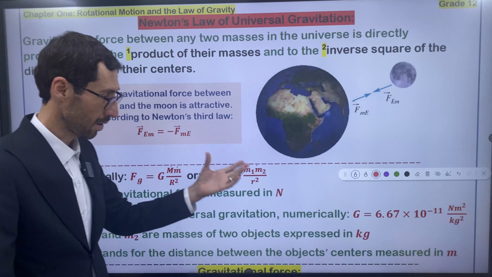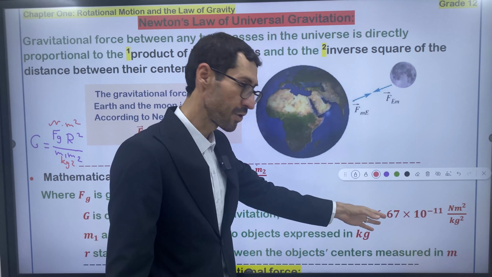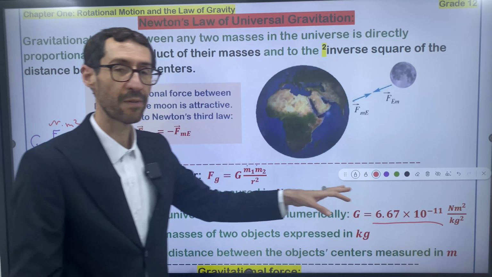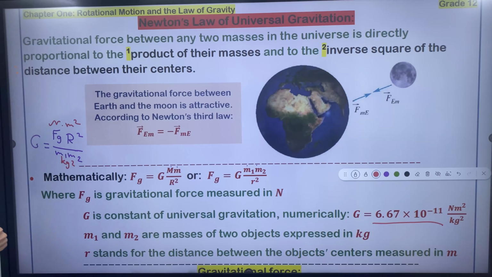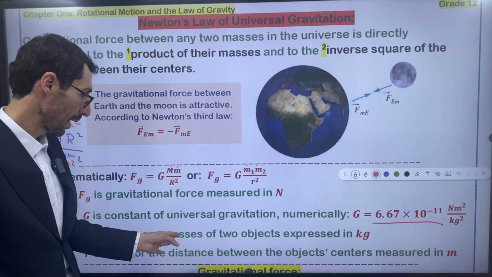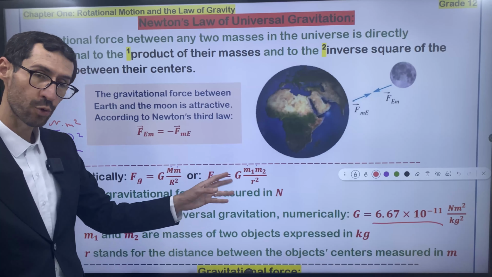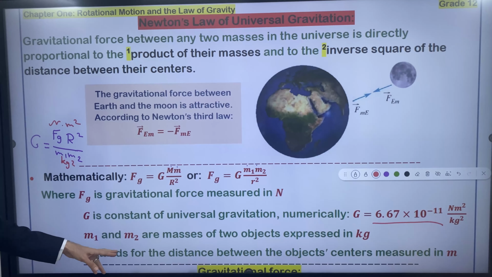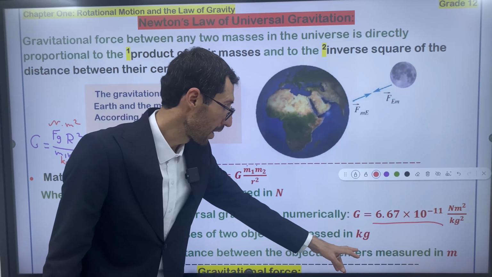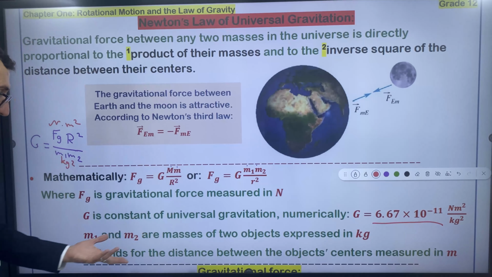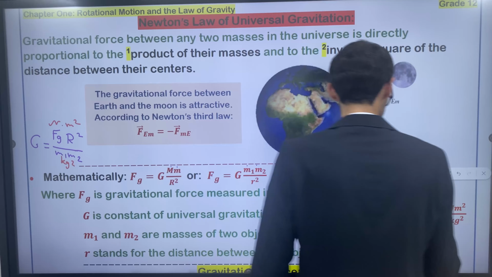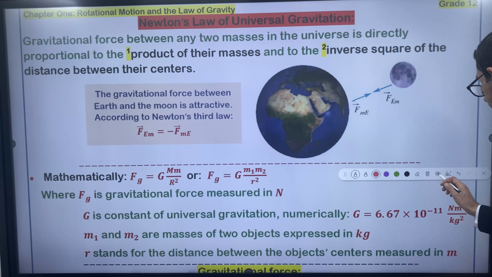The value of G is 6.67 multiplied by 10 to the power negative 11 Newton meter square over kilogram square. M1 and M2 are measured in kilogram, and they are the masses of two objects. And R stands for the distance between the objects' centers, measured in meters. Actual distance is measured in meters in SI. All right.